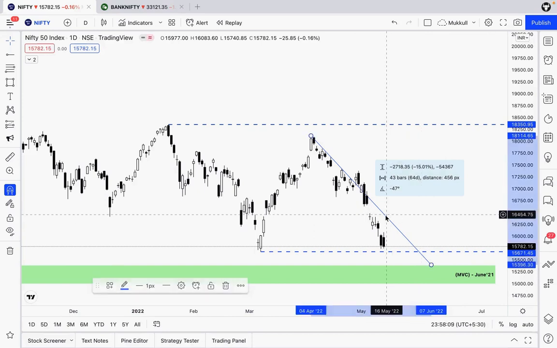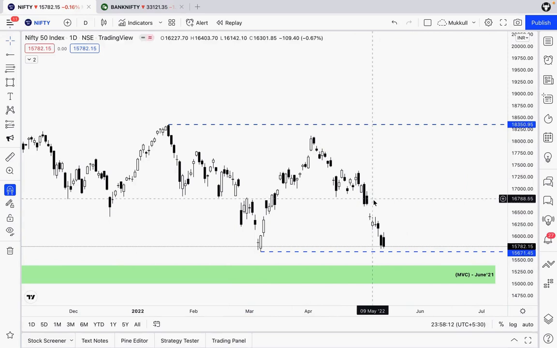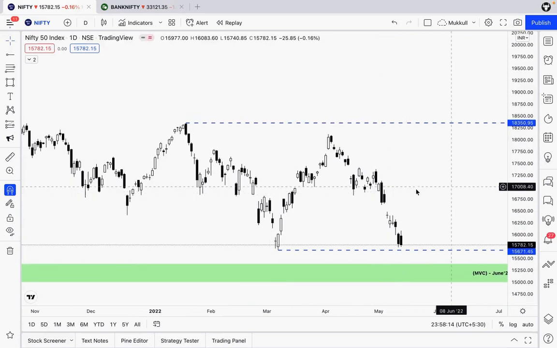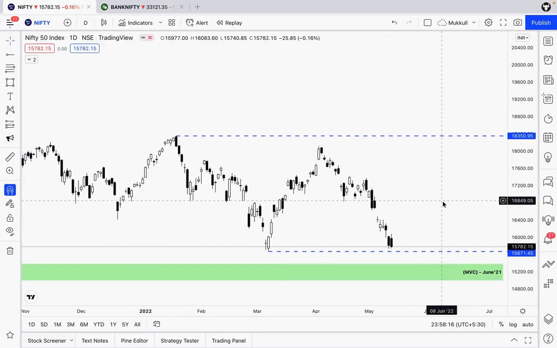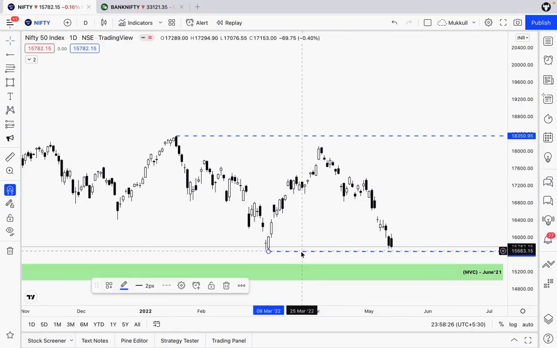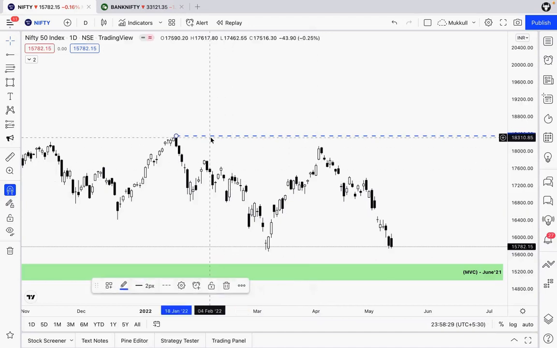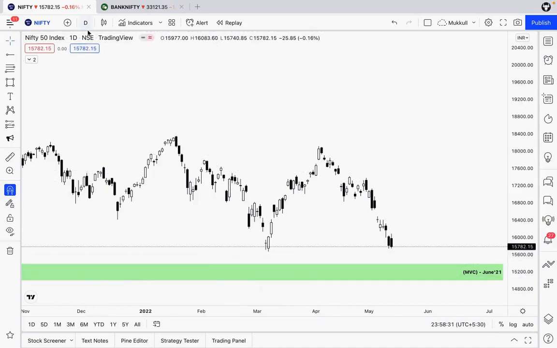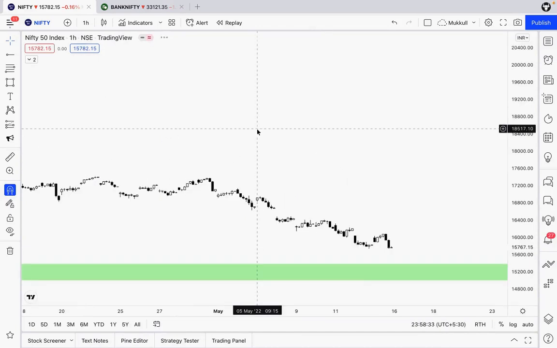Now let's check whether we have something in our pivot arsenal, so that we can have some key points to check for reversals, or you can say breakouts. Let me delete this particular thing. Let us go to the 1 hour time frame.